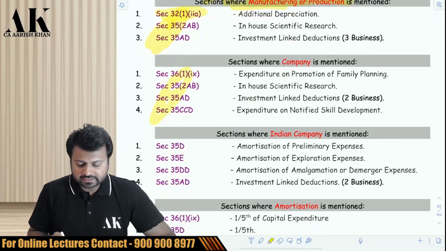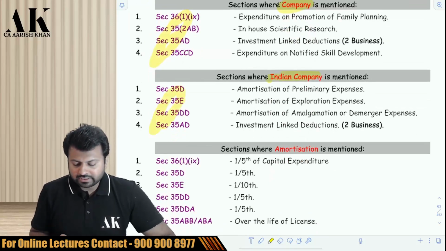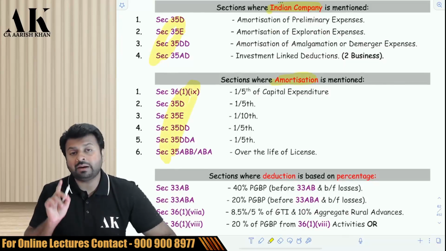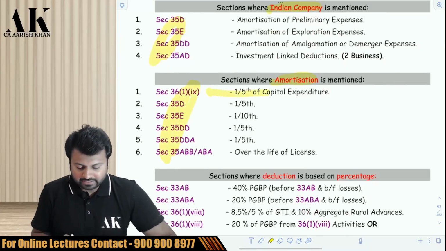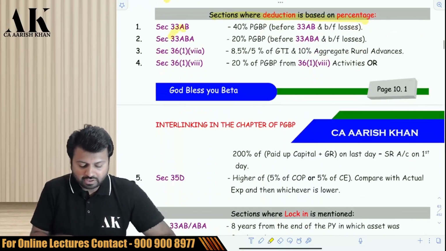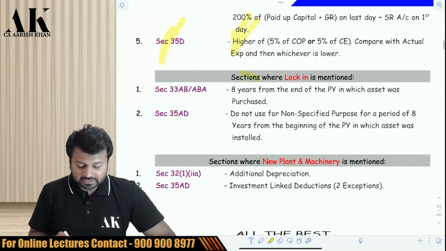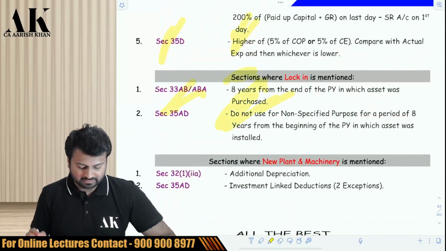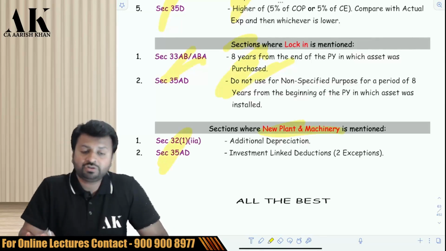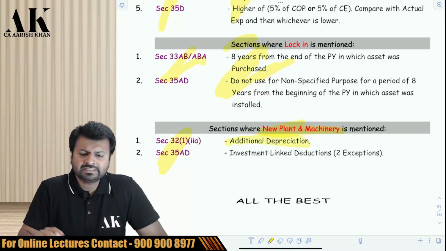These are the only four sections under income tax law where the company will come. These are the only four sections under income tax law where Indian company will come. These are the 6 sections under income tax law where amortization will come. Amortize, like in 36(19), just now, 1/5 of capital expenditure. These are the sections under income tax law where the deduction is based on certain percentages. These are the deductions under income tax law where there is some lock-in period. And these are the deductions under income tax law where there is a question of new plant and machinery to be purchased by the assessee, out of which one is done. That is the additional depreciation part.